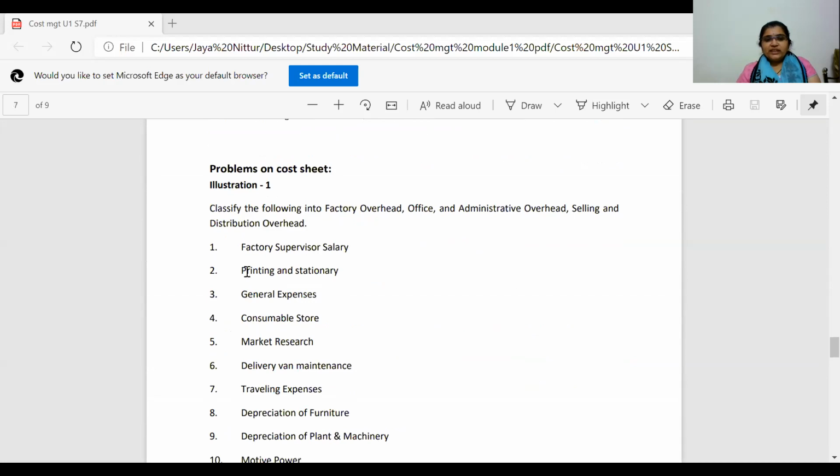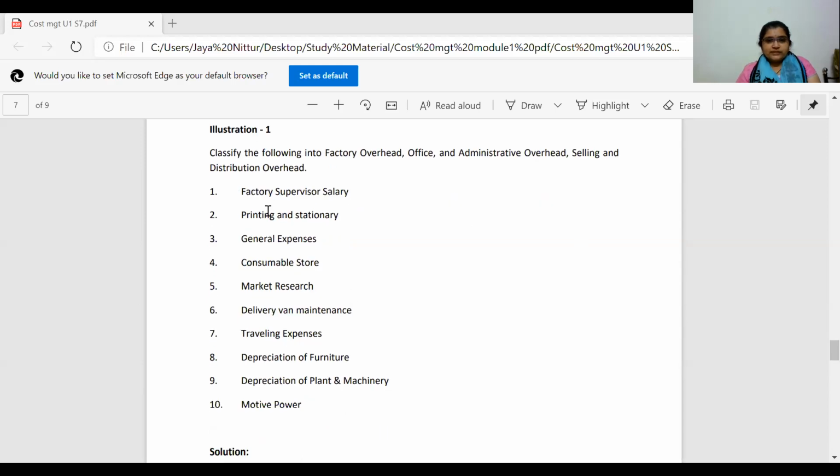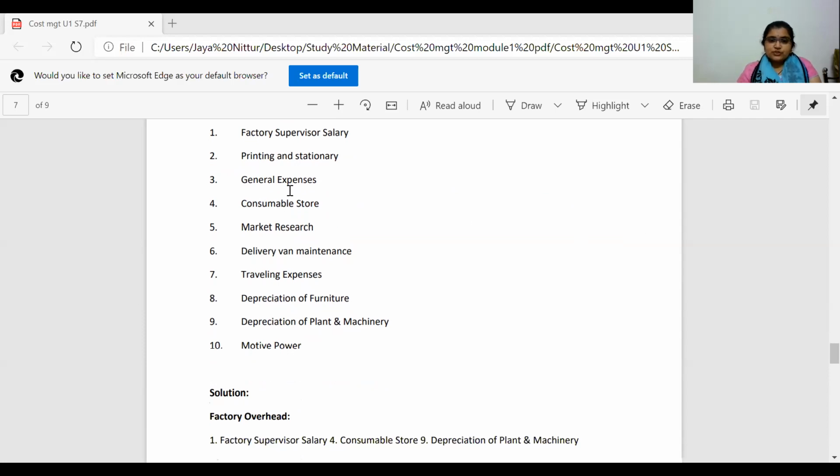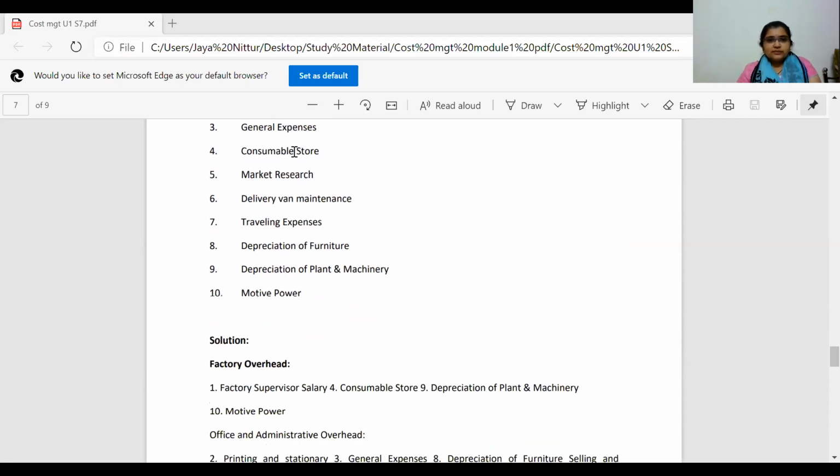Here I gave you one illustration. Try to classify the following into factory overhead, office overhead, and selling and distribution overhead. The first item is factory supervisory salary. Does it come under factory, office or selling? It comes under factory. Then printing and stationery will come under office or administrative. General expenses also come under office or administrative.